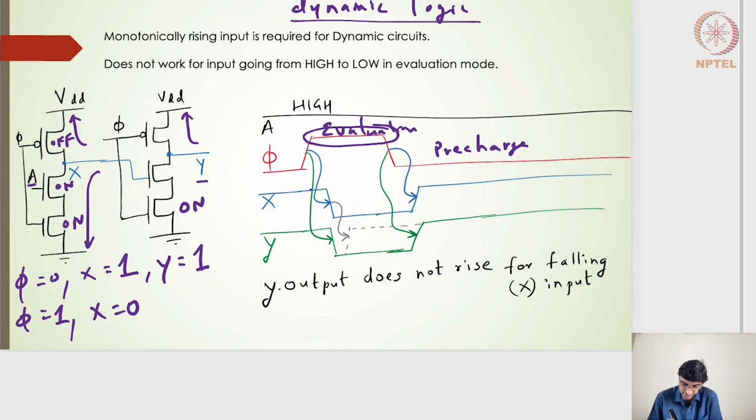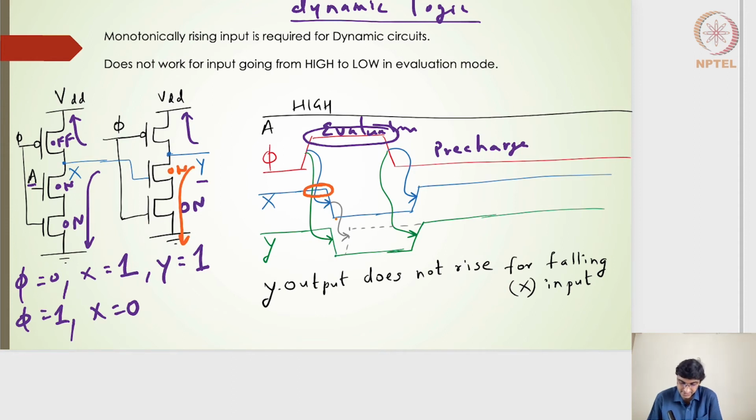X is still high in this particular case. So if I consider this particular portion of X, it is still high. X stays high for some time and then it goes to 0, because of the delay for X to discharge. During that portion when X is high, this transistor will be on and Y is going to discharge as well. So Y actually discharges to 0, right?